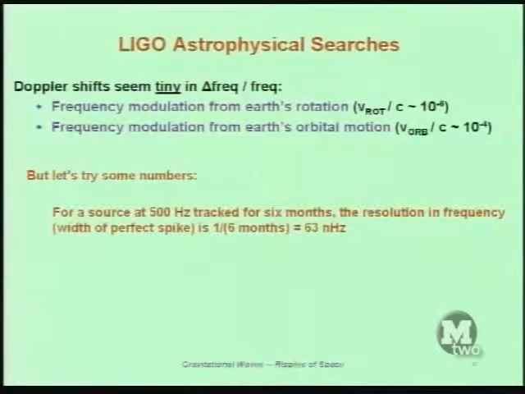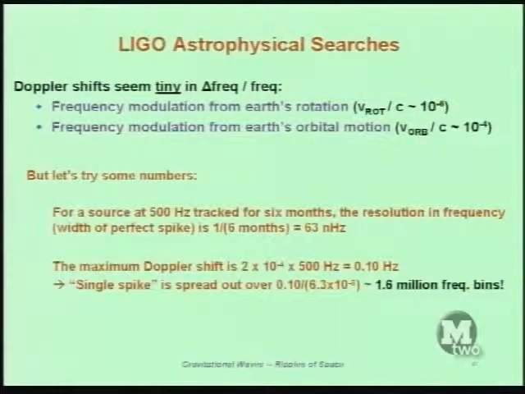So that's how a perfect spike would show up. The problem is it's not going to be a perfect spike. The Doppler shift is going to be of order 2 times 10 to the minus 4 over that same 6-month period, dominated by the orbital motion of the Earth. So you multiply that 2 times 10 to the minus 4 times the 500 hertz, you end up with a frequency change of about 1/10 of a hertz.